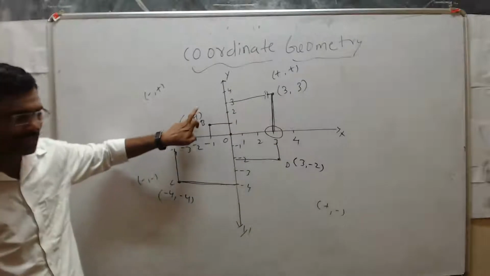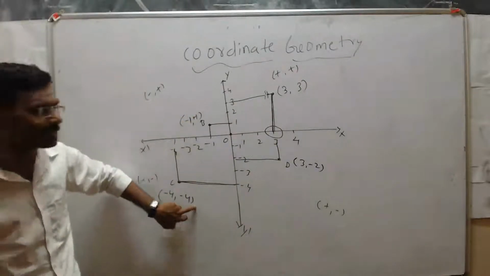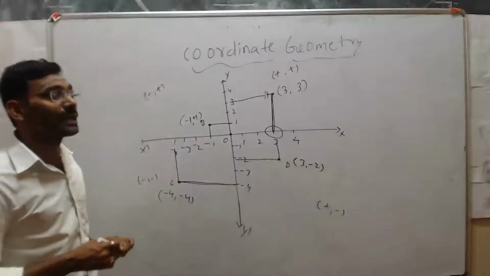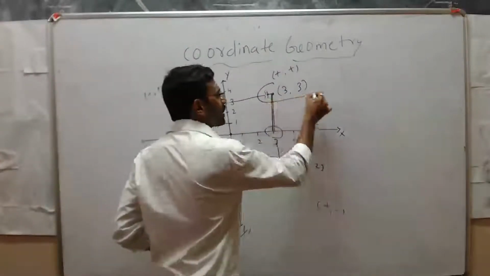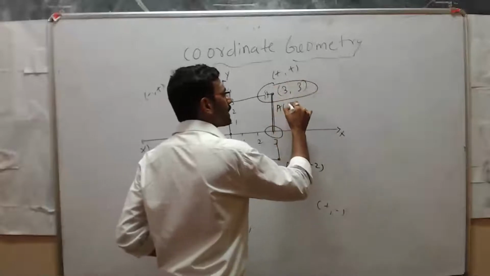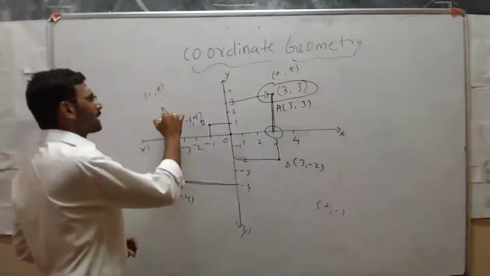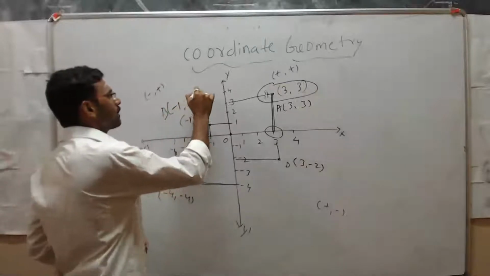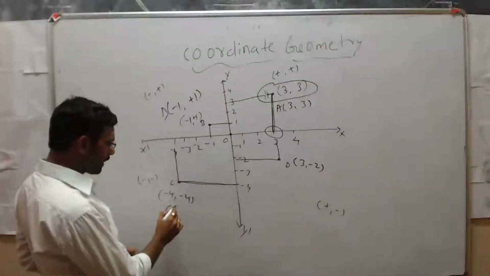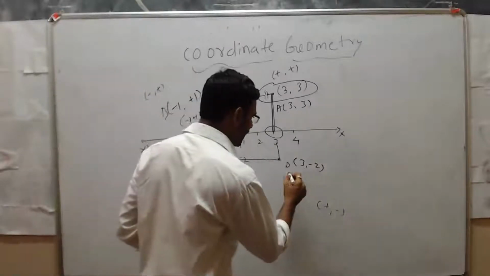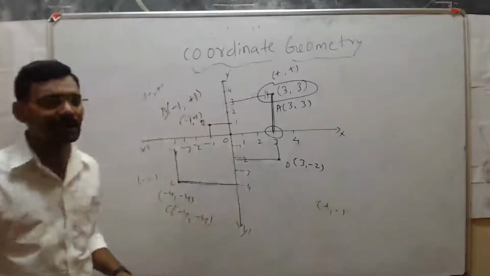Negative, positive means second quadrant. Both negative means third quadrant. Positive, negative means fourth quadrant. Therefore, the coordinates of point A are 3, 3. The coordinates of B are -1, 1. The coordinates of C are -4, -4. The coordinates of D are 3, -2.